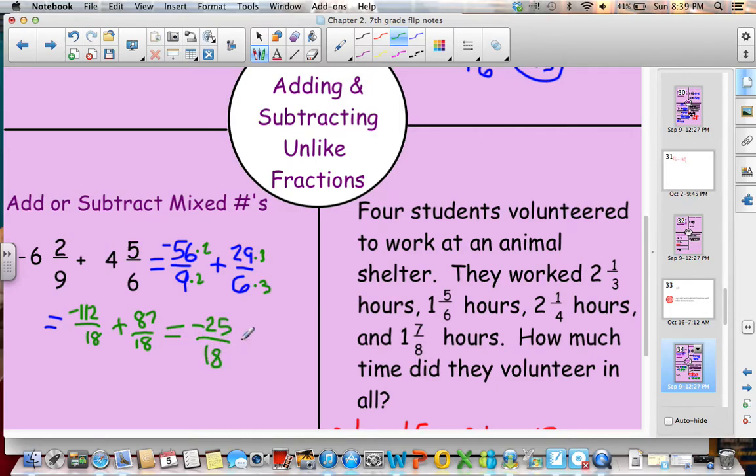And hopefully you're thinking that's an improper fraction, so we need to change it to a mixed number. So how many 18s go into 25? 1. Bring my negative in front of my 1. 25 minus 18 is 7. Keep my denominator. Negative 1 and 7 18ths.